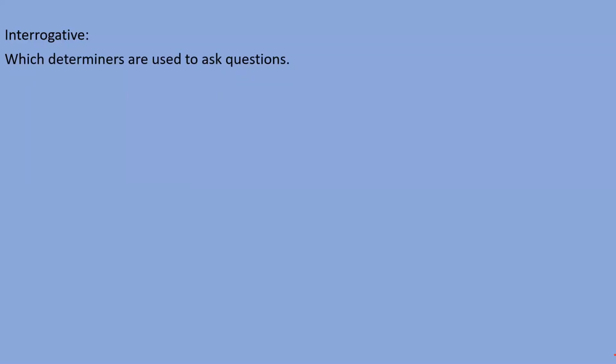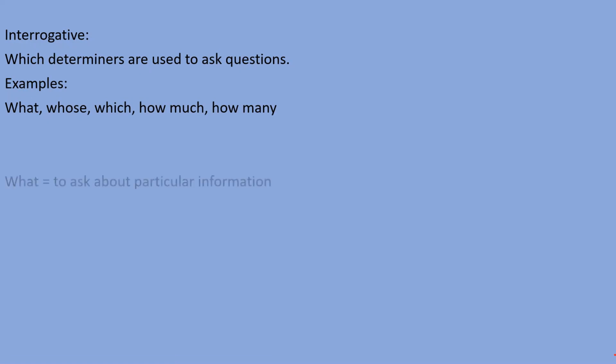So, about interrogative determiners, we have to learn here. Which determiners are used to ask questions? Those are called interrogative determiners, right? Examples like what, whose, which, how much, how many. These are the interrogative words or interrogative determiners. Let's understand in which condition we should use what, right?